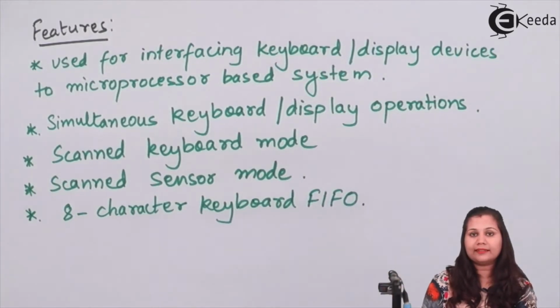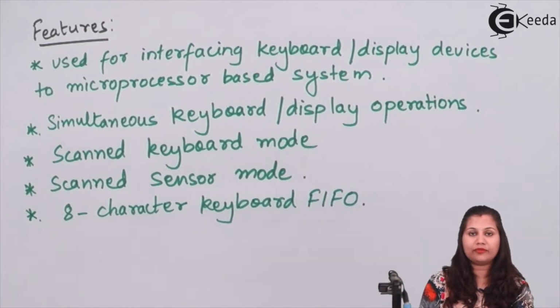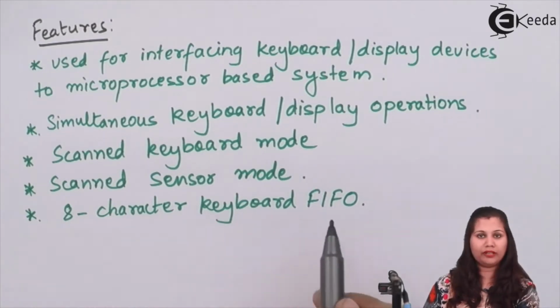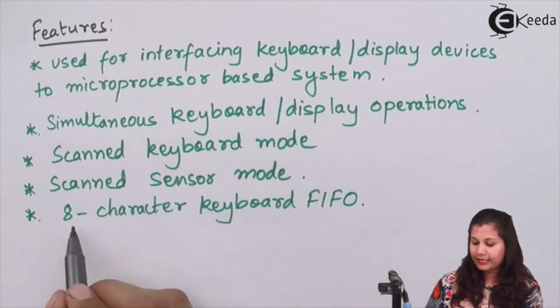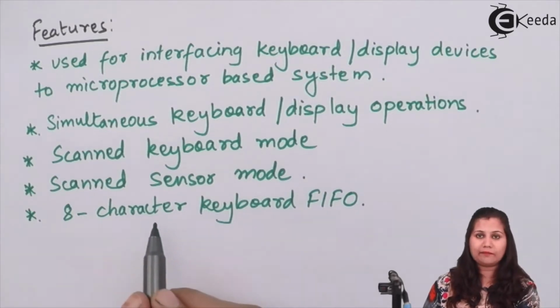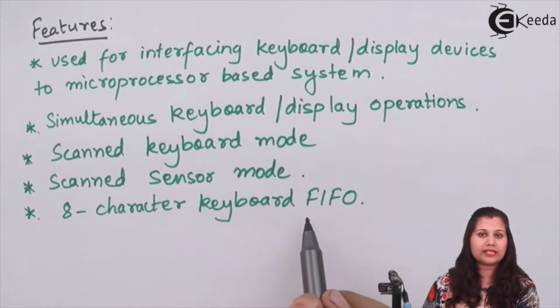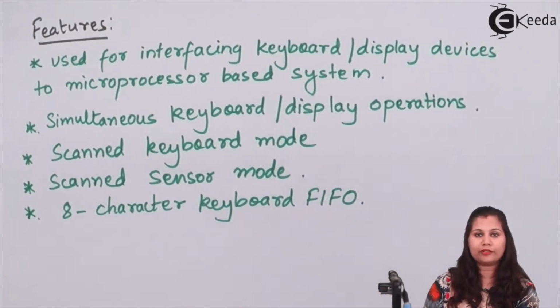As I have said, the 8279 scans the keyboard and checks if any key is pressed on the keyboard. The information about the opening and closure of the keys, whether it is pressed or not, is stored in some memory. This memory in the 8279 is an 8 character keyboard FIFO RAM, and 8 character means 8 bytes can be stored in this RAM at one time. FIFO stands for first in first out.